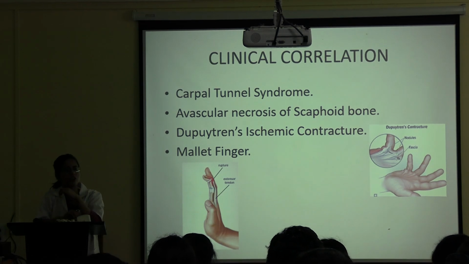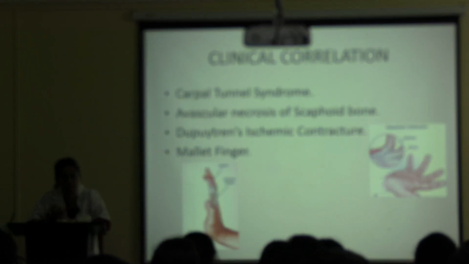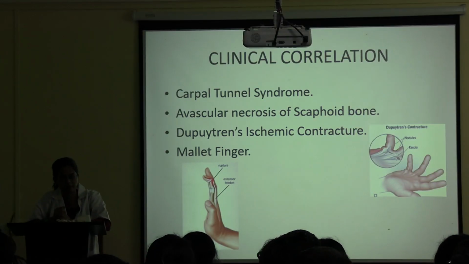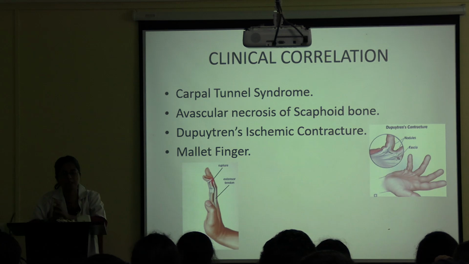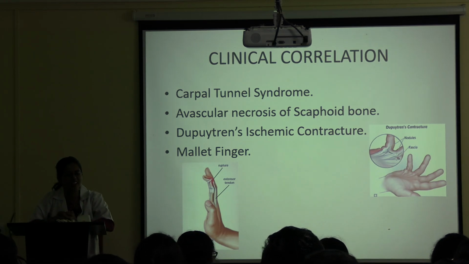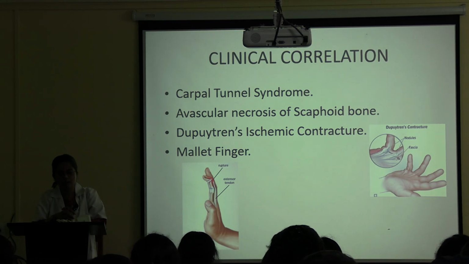Pisiform. And distal row? What type of bone is the pisiform bone? Pisiform bone, sesamoid bone. Okay. So from which tendon does it arise? Flexor carpi ulnaris. From which tendon does the pisiform arise?